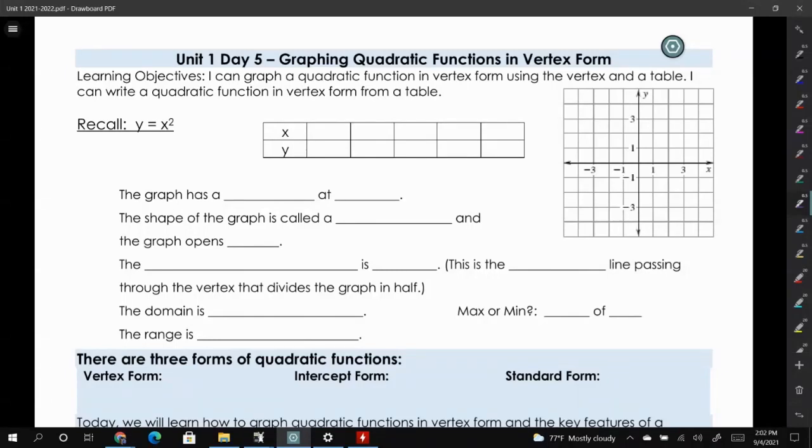Today we're going to practice graphing quadratic functions in vertex form a little bit more, and we're also going to write some equations from a table. So let's recall what we did the other day, and this is our parent function, or our mother function, and the table of that looked like this.